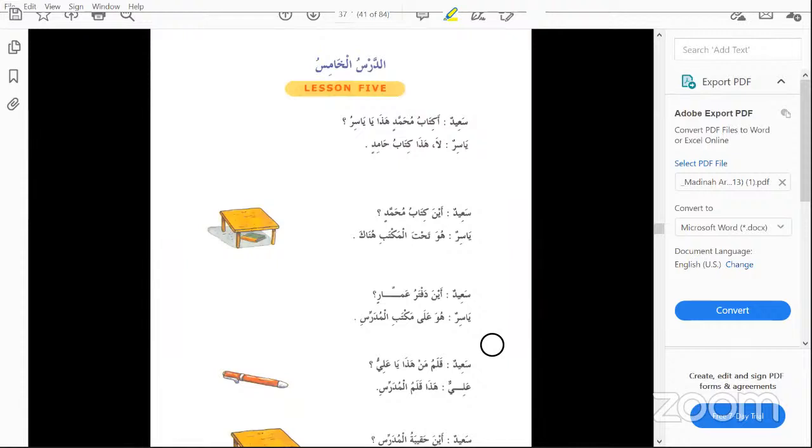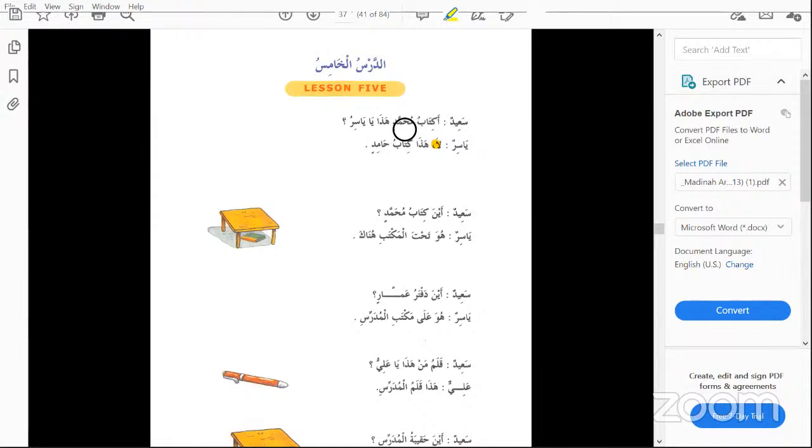Right, now I want you to read the first 2 paragraphs, and then I'll get Sister Fatima on the mic. Go ahead. Sa'idun akitabu Muhammadin haza Yasiru. O Yasir, is this Muhammad's book? Haza Yasiru. Excellent. Yes, this is Yasir. La means no. Hada kitabu Hamidin. This is Hamid's book. Okay, brilliant.